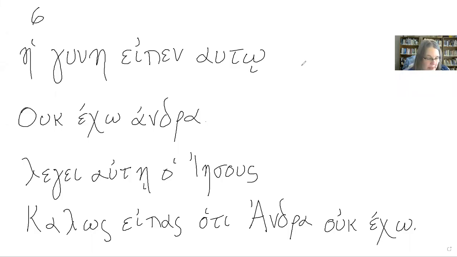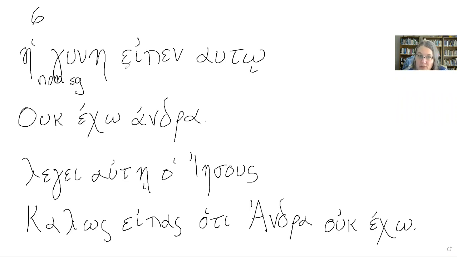So let's work through the rest of these exercises that we didn't get to today. Here's exercise 6. I've divided it into clauses. So we have he gune eipen autō. He gune is the nominative singular of gune, gunaikos, and it means woman or wife.